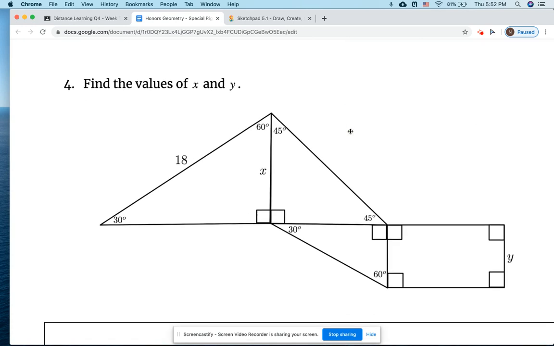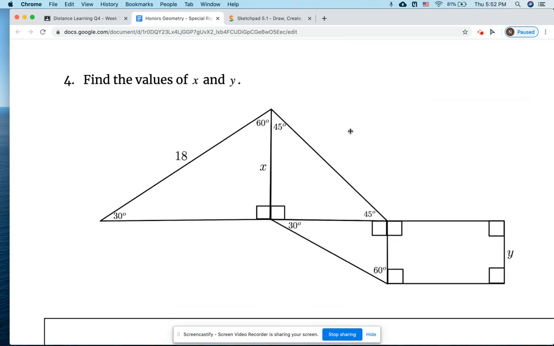Now let's talk about finding the values of x and y. Right here, we have a 30, 60, 90 triangle, and we're given the hypotenuse. The hypotenuse is 18. To figure out x, since it's a short leg, we're going to divide by 2. So that means that x has to be 9. Now, this is a 45, 45, 90 triangle. So the other leg is also 9.